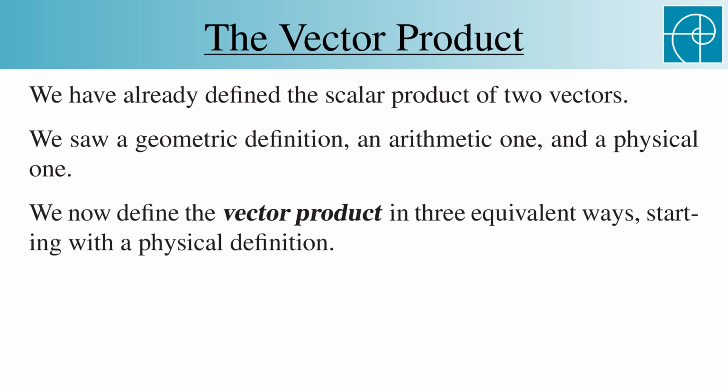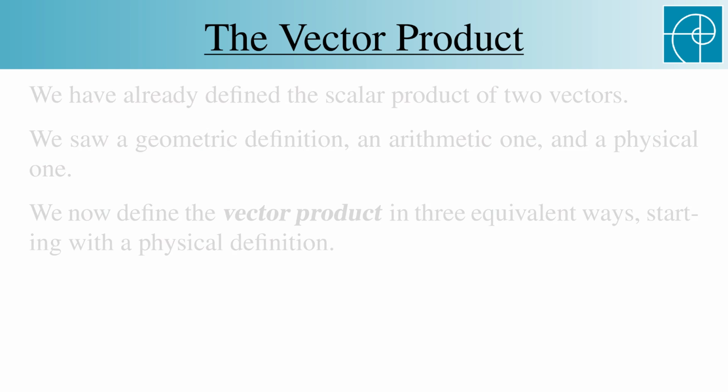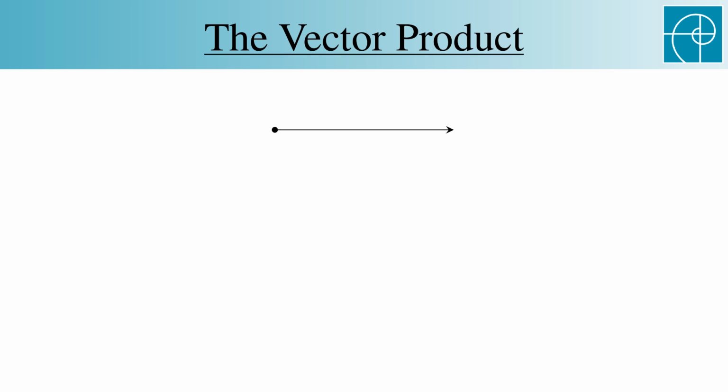In fact, we'll again see three equivalent definitions. This way of multiplying vectors, unlike with the scalar product, will result in a vector. To motivate why we would want to make this product a vector and not a scalar, we'll start with the physical definition. Let's consider a force that's acting on a rotating bar, as with a bicycle pedal, for example.